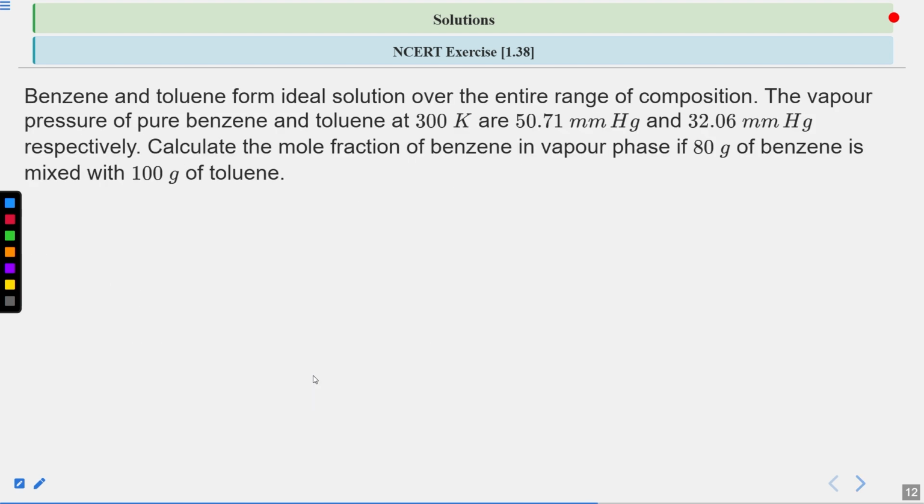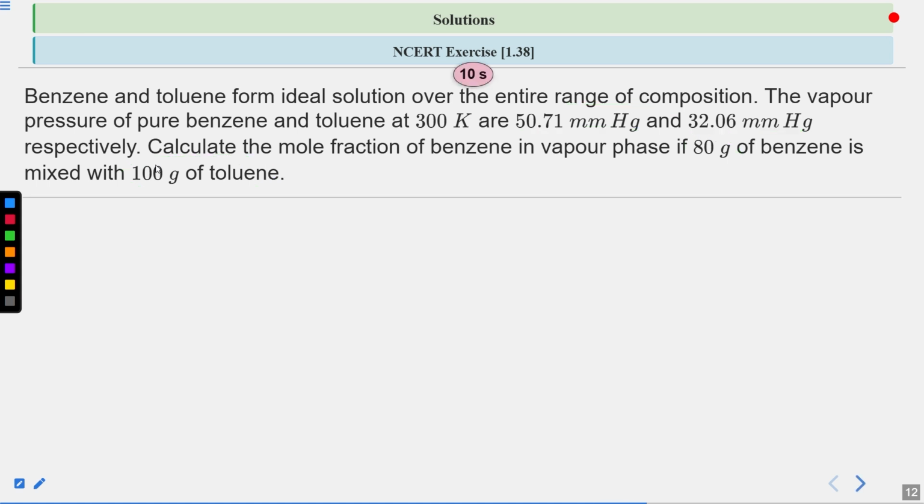So our next question is, benzene and toluene form an ideal solution over the entire range of composition. So the first thing is being written here. It means this will follow Raoult's law. No doubt with that. Now, the vapor pressure of pure benzene and toluene at 300 Kelvin is given as 50.7 mm of Hg and 32.06 mm of Hg. So you have to calculate their mole fraction in the vapor phase if we are dissolving 80 gram of benzene in 100 gram of toluene.